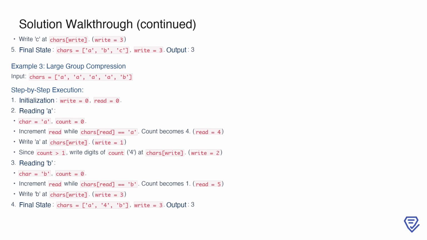Next, we process the character B, which appears only once. We write B to the array and update write to 3. The final state of the array is A, 4, B, and the compressed length is 3. This concludes the walkthrough of the solution examples.